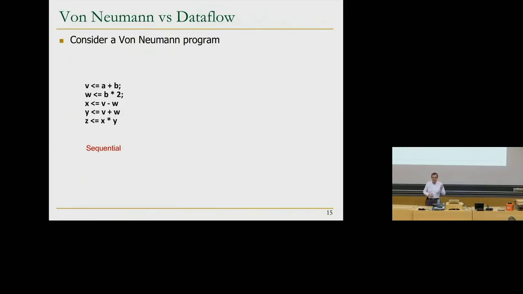So this is a von Neumann program written in some sort of language. You don't need to know exactly what it looks like. In fact, it's hard to decipher, but you can easily figure out that this instruction is adding two values, storing the result in a temporary place. This instruction is doing a multiplication, storing the result in a temporary place, and you get v minus w and v plus w, and then multiply them and store the result in z. It does something.